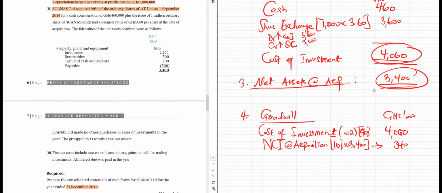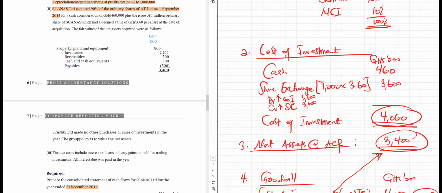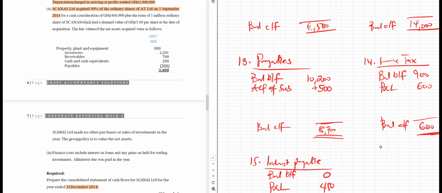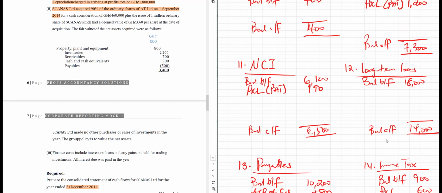That is the net asset. So NCI will get 10% of the net asset. Is it not new NCI from a new subsidiary? Do we have an NCI account in the question? Yes. You go to the NCI account, then you say acquisition of subsidiary. How much? 340.